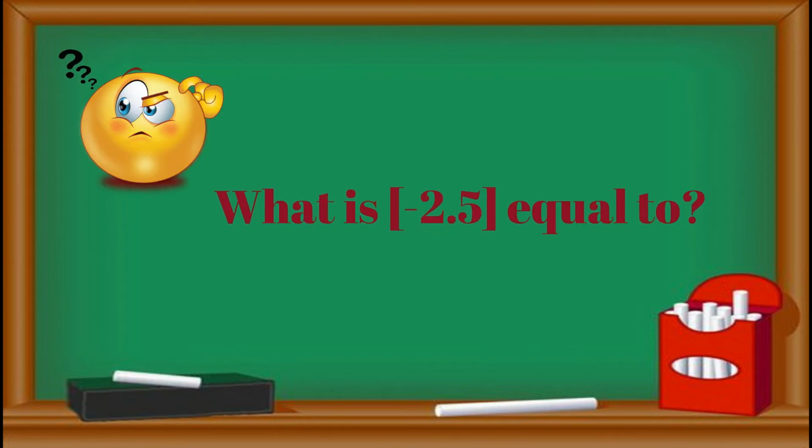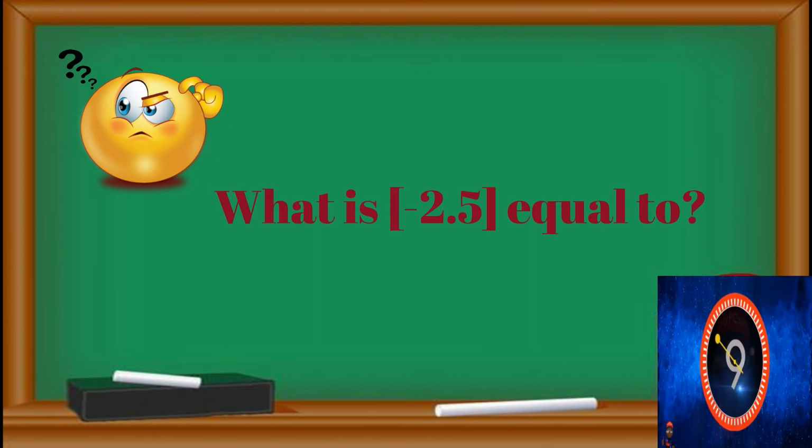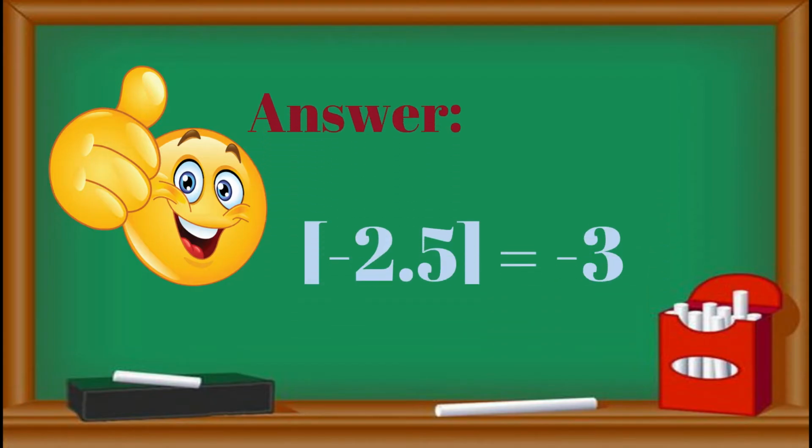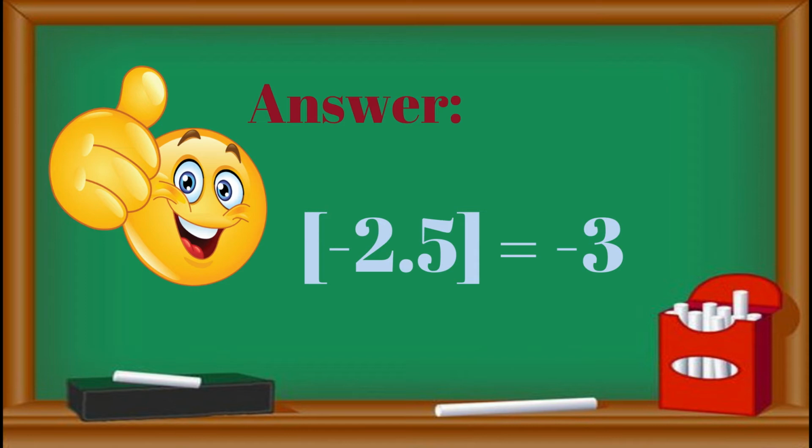What is the greatest integer function of negative 2.5 equal to? Very good! The greatest integer less than or equal to negative 2.5 is negative 3.